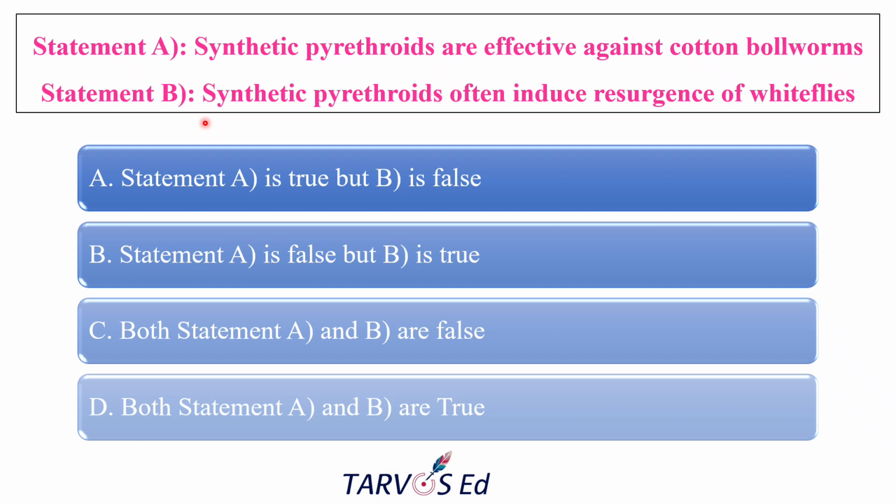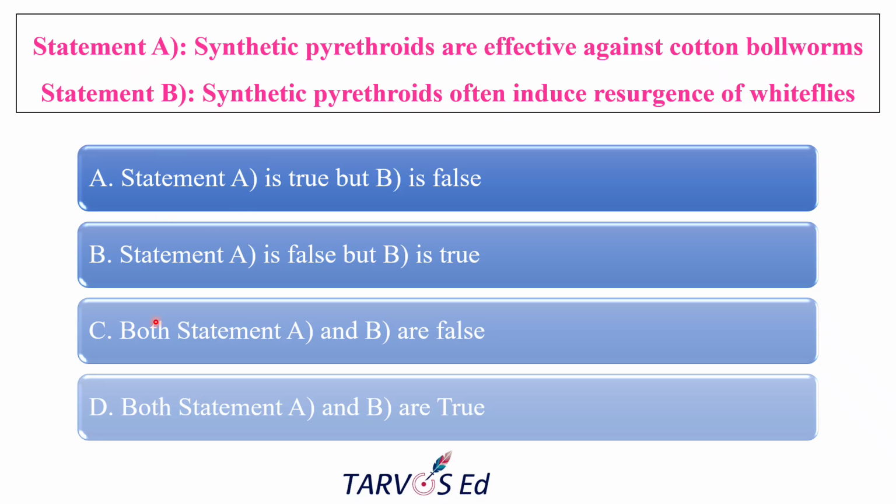And statement B is synthetic pyrethroids often induce the resurgence of whitefly. What is synthetic pyrethroids? Pyrethroid is the poison generally extracted from the chrysanthemum. Synthetic means that poison is made in the laboratory. That is called synthetic pyrethroid. That is not a natural pyrethrin toxin. So these pesticides are effective against cotton bollworm and induce the resurgence of whitefly, they asked.